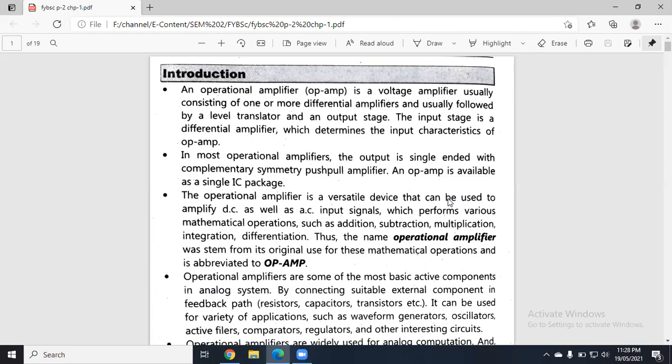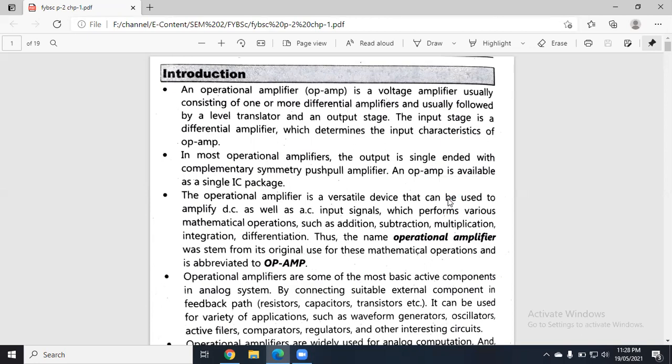Op-amp is available as a single IC package. So the operational amplifier is an IC. The number of the IC is IC741. The operational amplifier is a versatile device that can be used to amplify DC as well as AC input signals. If you apply a DC signal or an AC signal, the op-amp is going to amplify that signal.